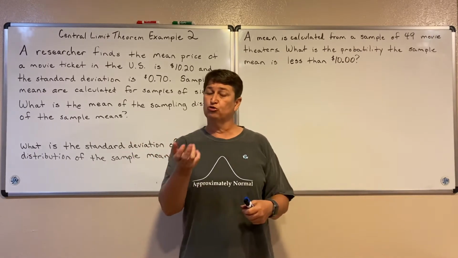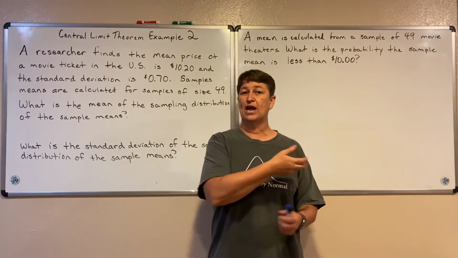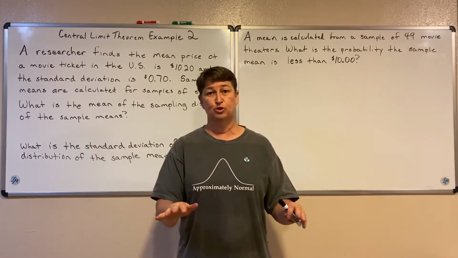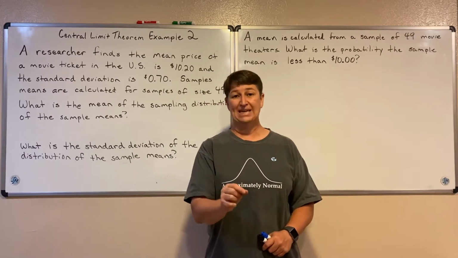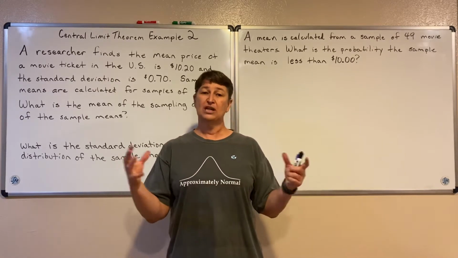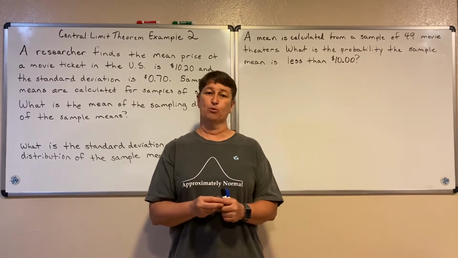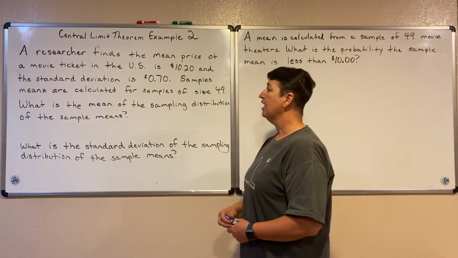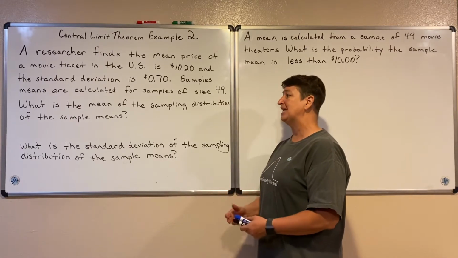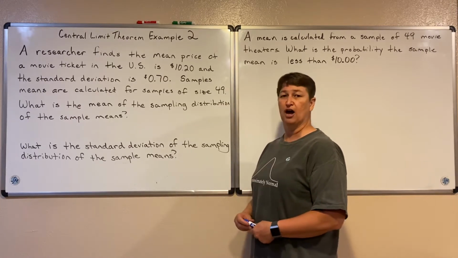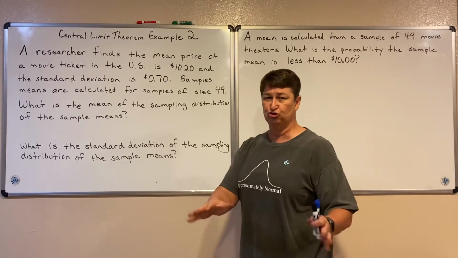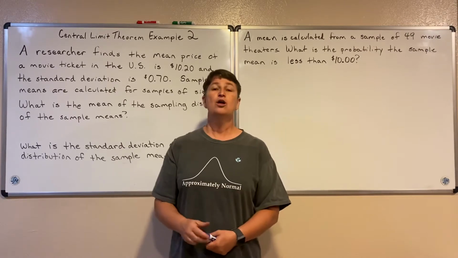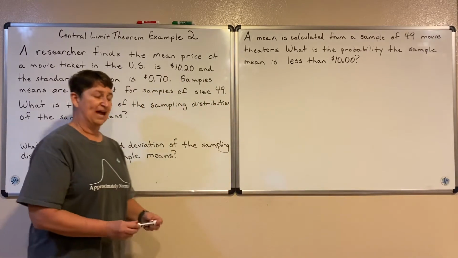And each one of those sample means that we've found, we use to create a new distribution of sample means. So we have a new collection of data that is just the sample means. And that distribution is what we're looking at. And we want to know what is the mean of that sampling distribution of sample means. So this new distribution that we've created of just sample means, what's the mean of it? What's the average of it?